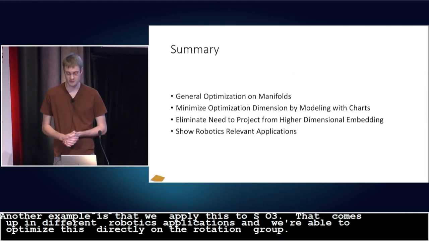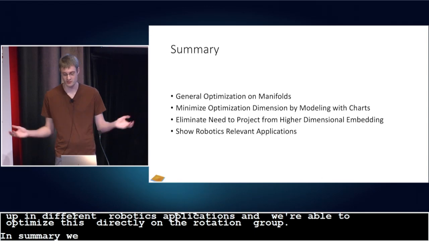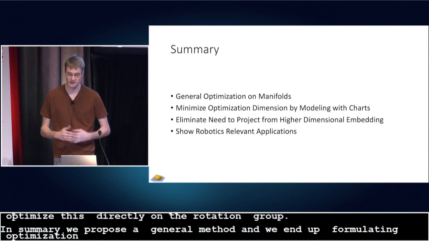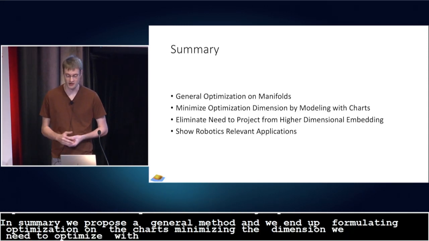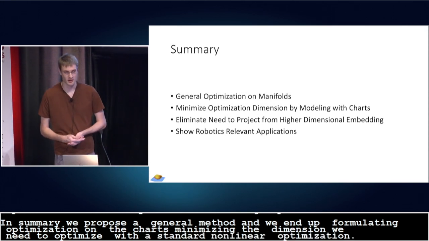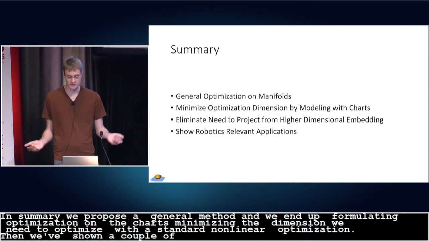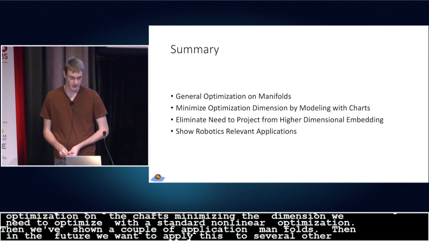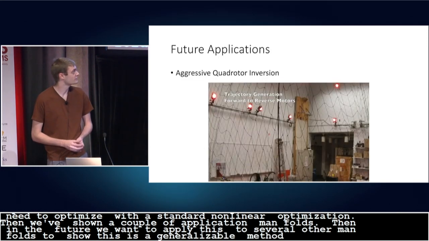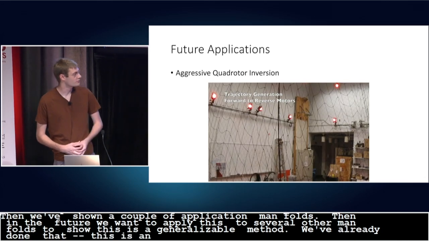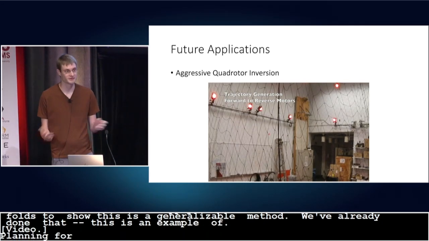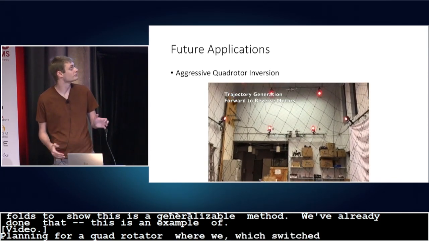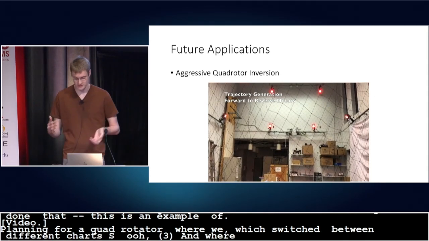So in summary, we've proposed this general method, and we end up formulating an optimization on the charts, which minimizes the dimension we need to optimize with a standard nonlinear optimization. And then we've shown a couple application manifolds. In the future, we want to apply this to several other manifolds to show this is a very generalizable method. We've already done that for, this is an example of planning for a quadrotor, where we switch between different charts to avoid singularities in SO3, as well as extending to a hybrid state where the quadrotor can reverse the direction of its propellers to fly upside down.